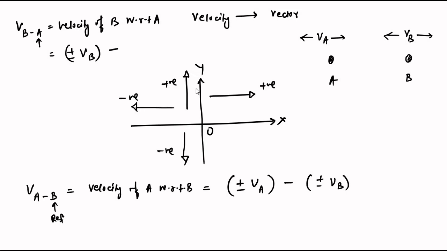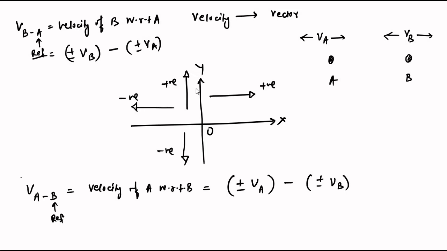Here in this case A is the reference. It is considered stationary. It is visualized as stationary. VB minus VA. Again plus minus VA because we don't know in which direction it is moving. Right, positive, left, negative, both the cases.